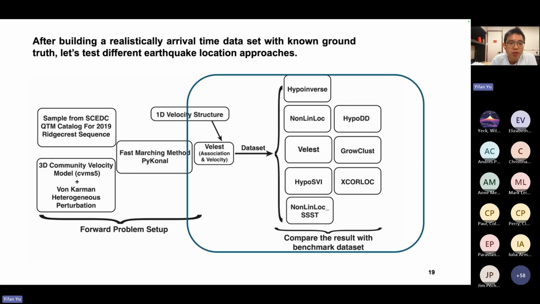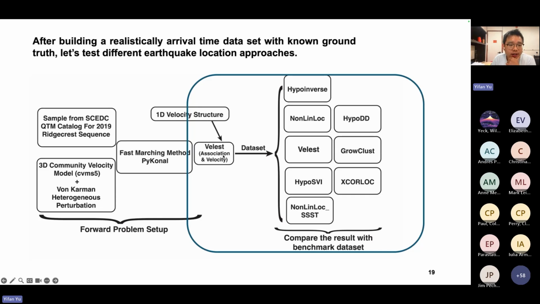And the next step is to test the 8 location programs I listed here. But before doing that, there was a confusing part I want to explain a little bit. It's about this step. This 1D velocity structure is based on Ridgecrest, and there are lots of 1D velocity profiles people use for the Ridgecrest sequence. I'm using one from David Shelly's paper in 2020, I think.